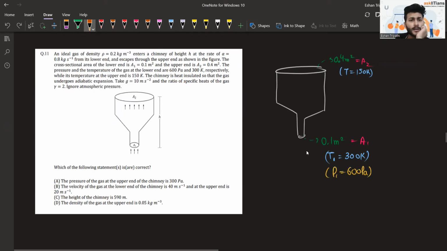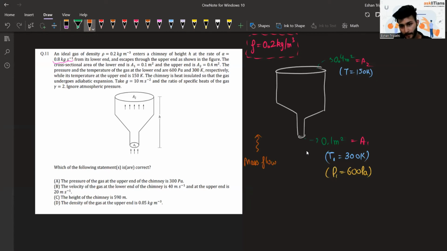Other than that, what is given? Here it's given the density of the gas. The density of the gas might be helpful somewhere in any of these parts. 0.2 kg per meter cube. Okay, very, very light gas, 0.2 kg per meter cube. And what else is given? Alpha. What is alpha? The rate of mass entering. From the units we can think kg per second. It is the mass flowing per unit time. From the units, I'm going to guess that it is per unit time. That, guys, is given as 0.8 kg per second.